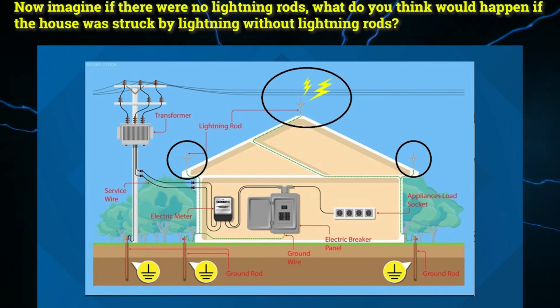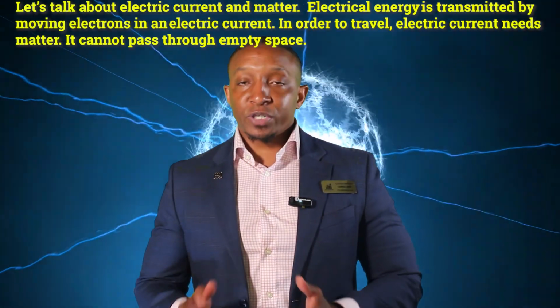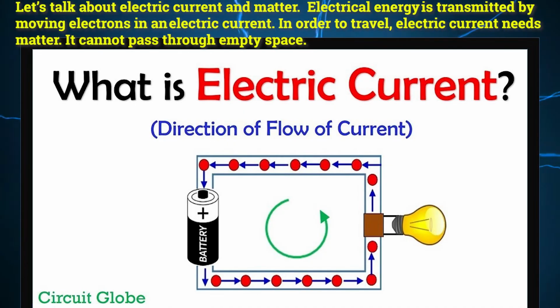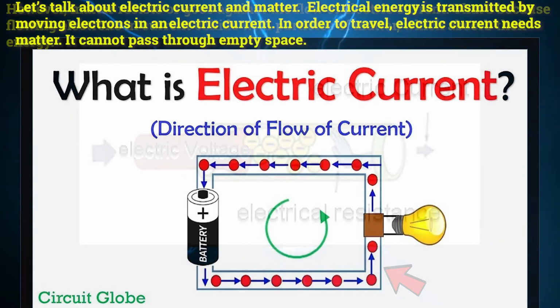Now imagine if there were no lightning rods. What do you think would happen if the house was struck by lightning without lightning rods? Let's talk about electric current and matter. Electrical energy is transmitted by moving electrons in an electric current. In order to travel, electric current needs matter. It cannot pass through empty space.